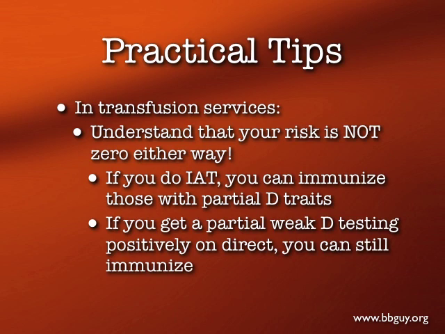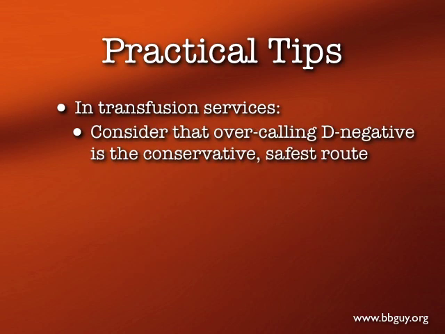Understand, though, that doing that doesn't zero out your risk. If you do an IAT, as I showed you before, you can immunize those with partial D traits. But on the other hand, if you don't do an IAT, then yeah, you run the risk of giving people D negative blood unnecessarily. So the risk is not zero in either direction. You can still immunize people, and it is still a concern. But for the most part, overcalling people D negative as recipients and as moms is the most conservative and safest route.